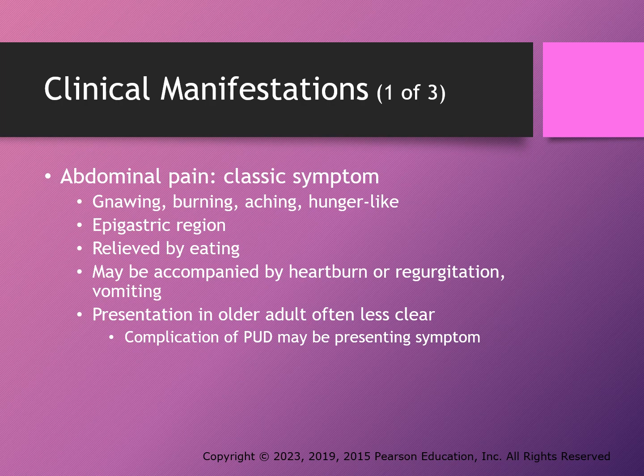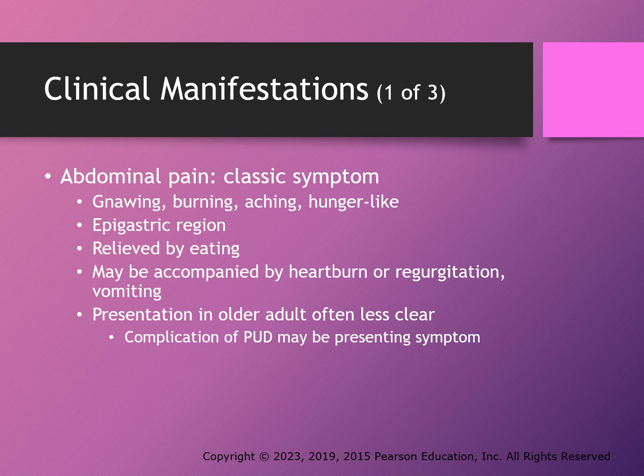What are the clinical manifestations? Abdominal pain is the classic symptom. The pain is typically described as gnawing, burning, aching, or hunger-like, and is experienced in the epigastric region, sometimes radiating to the back. The pain occurs when the stomach is empty, 2 to 3 hours after meals and in the middle of the night, because we know when we're sleeping, we're kind of fasting, and is relieved by eating, a classic pain-food-relief pattern. The patient may complain of heartburn or regurgitation, which means it comes back up in the throat, and may vomit. It may come all the way back up.